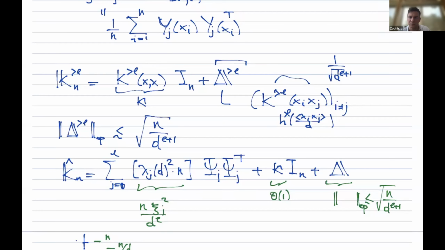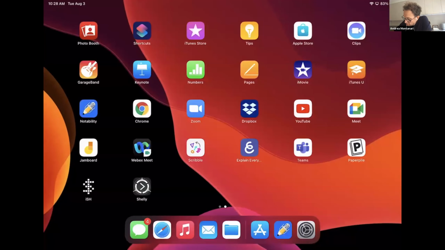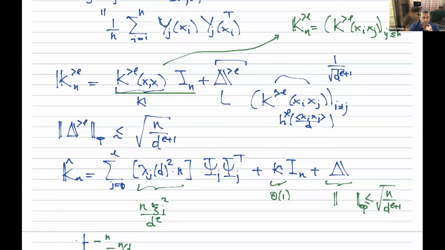I think Notability froze again. Yeah, we can't quite see what you're writing the last like 30 seconds or something. Oh, sorry. Thank you for letting me know.